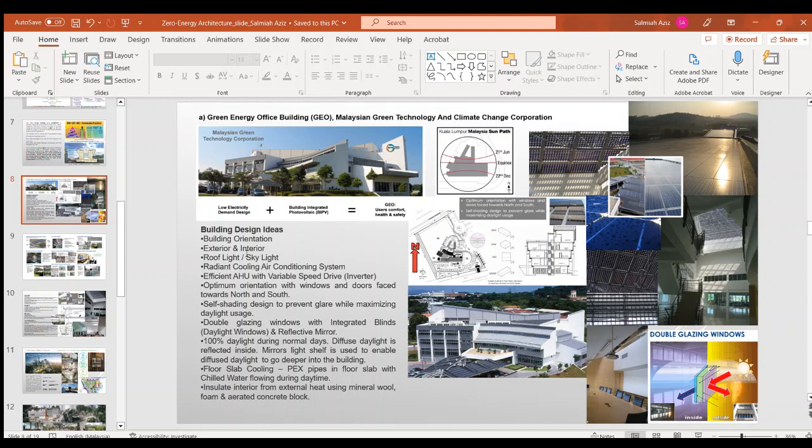If we look at the building design ideas, the way they compose the building and the way they locate the building is by analysis of the sunrise and also the sunset. So it is designed and located strategically using the data of the Malaysia Sun Path in Kuala Lumpur. The design also reflects the exterior and interior: the exterior has a few landscape features, and the interior design uses an atrium and also eco-friendly features.